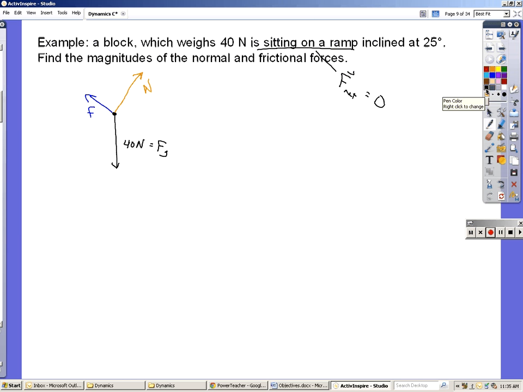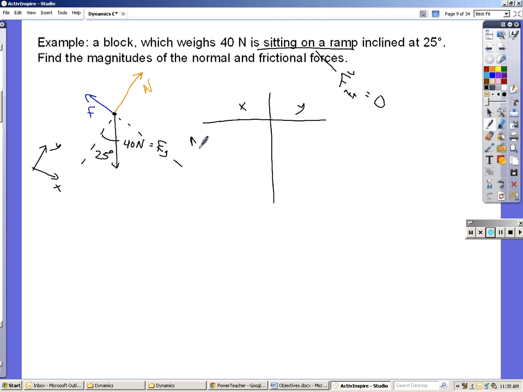And here we see why we want to use this coordinate system, where x points down the ramp and y is perpendicular to the ramp. Because now normal force and friction force line up with the coordinate system, and the weight force is now 25 degrees off of the y-axis. So we'll make our list of x and y components. We've got normal force, frictional force, and the weight force. So the normal force, notice that its x component is 0, and its y component we don't know, we'll just call it n.